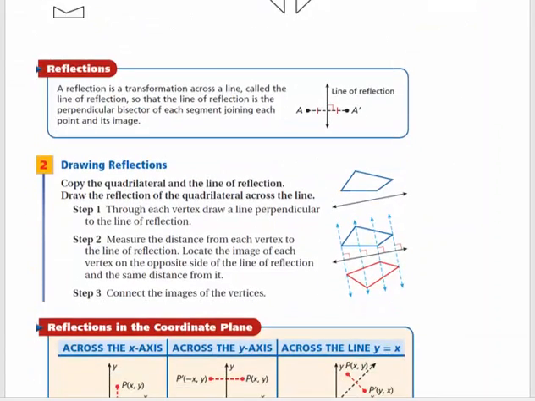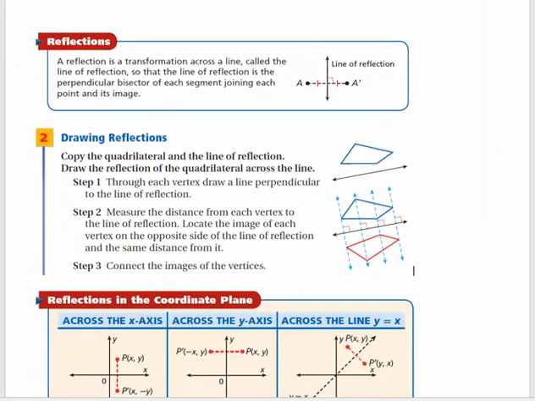Then the next section is how to draw reflections. If you're drawing by hand, you need a ruler to do these, and you need to do that carefully. So here's the definition of a reflection. It's a transformation across a line called the line of reflection, so that the line of reflection is the perpendicular bisector of each segment joining each point and its image. This is a very specific definition. We usually say that a reflection has been flipped over a line of reflection.